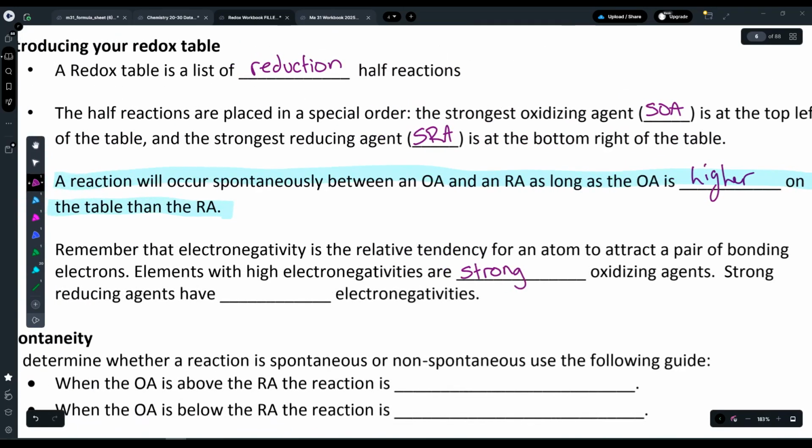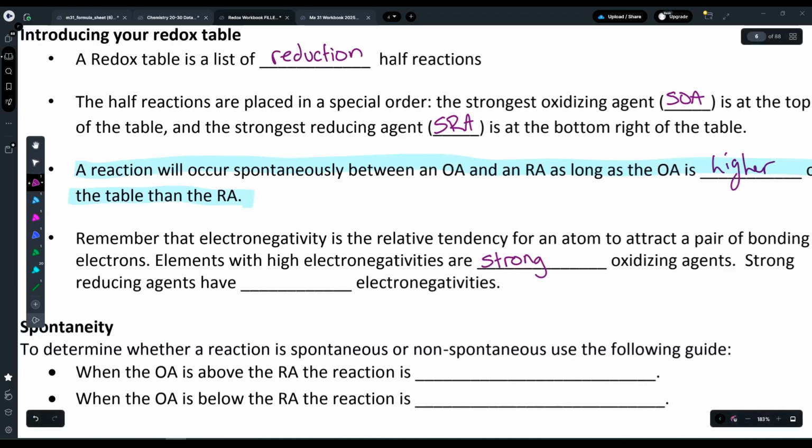Okay, so remember, oxidizing agents help other things get oxidized, but they themselves undergo reduction. Reduction is a gain of electrons. So if you're really good at attracting bonding electrons to yourself, it makes sense that you're also really good at gaining electrons. Meanwhile, strong reducing agents are going to have low electronegativities.